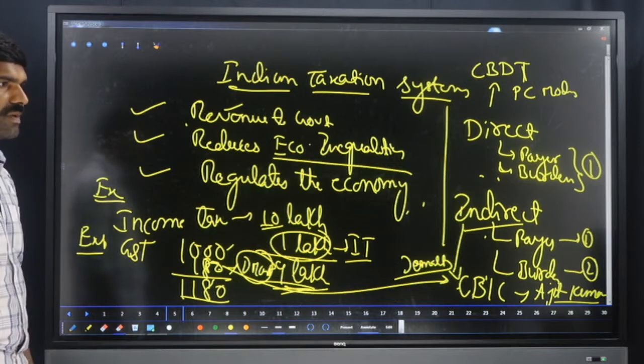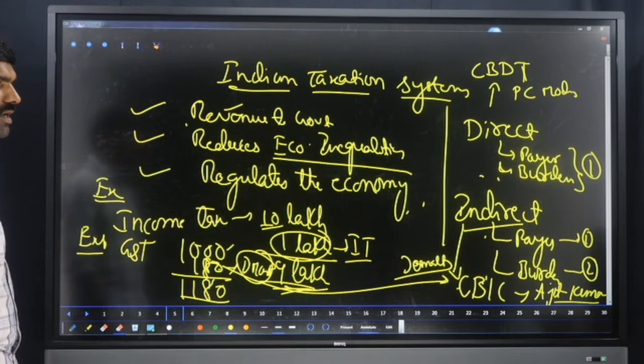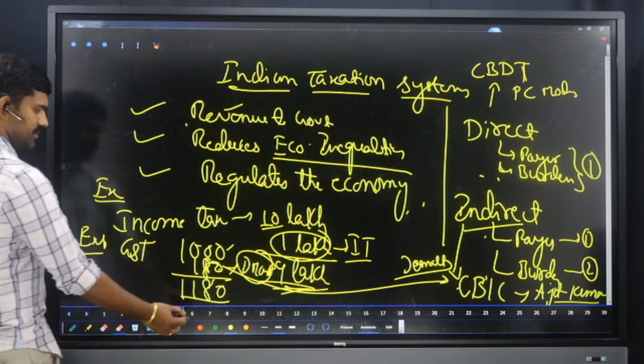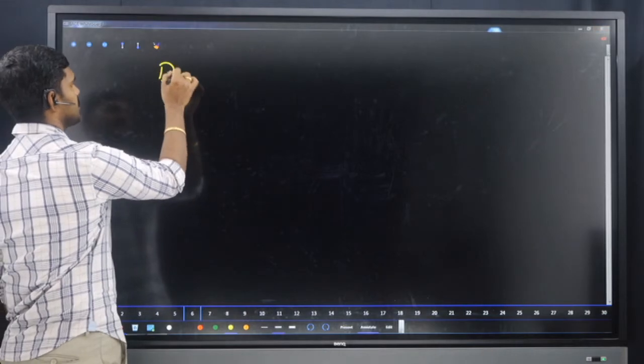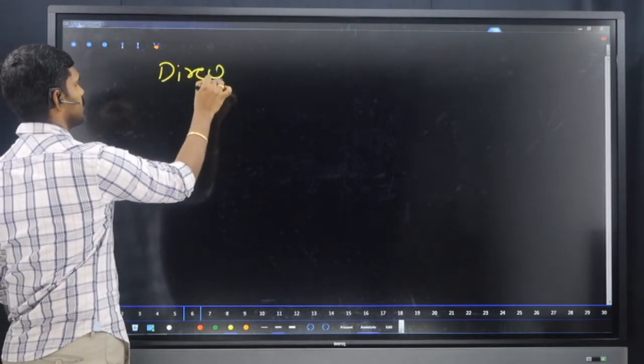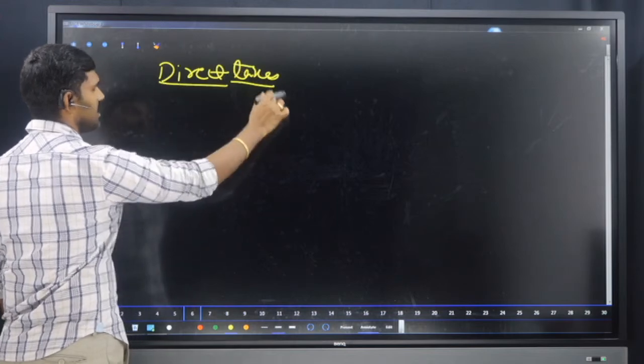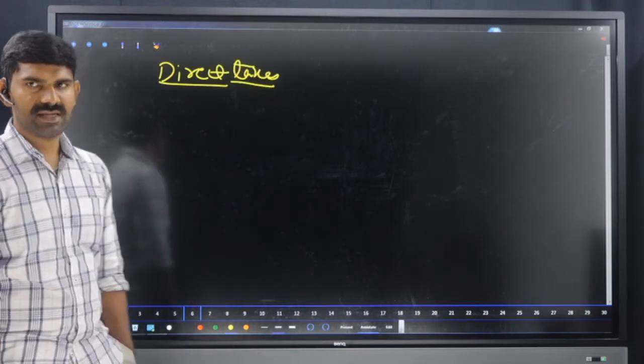Any doubts, you can ping me meanwhile. I'll answer your doubts occasionally. I hope you have taken the screenshot. Let me move to the next one. Let's go to the different types of direct taxes.